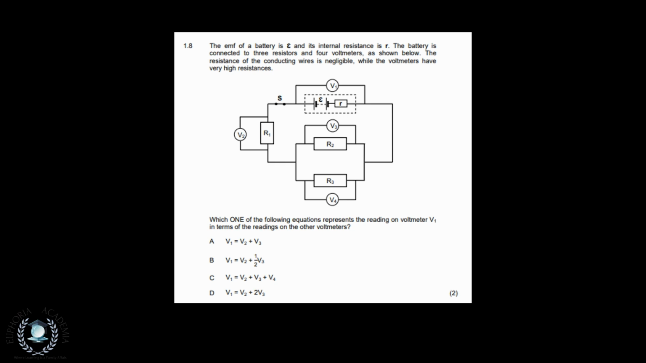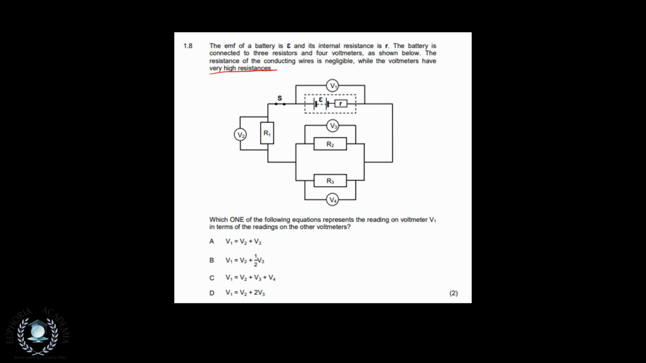That is very important, right? Very high resistance. That is why we connect voltmeters in parallel and not in series. Just an FYI. So the question asks, which one of the following equations represents the reading on voltmeter V1 in terms of the readings on the other voltmeters?